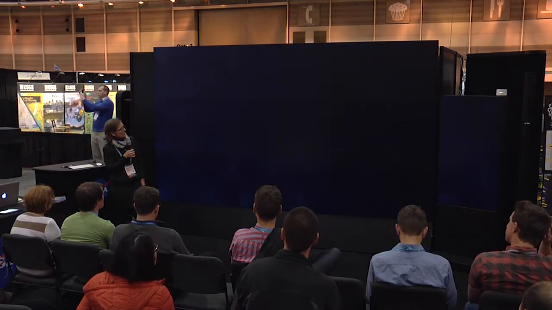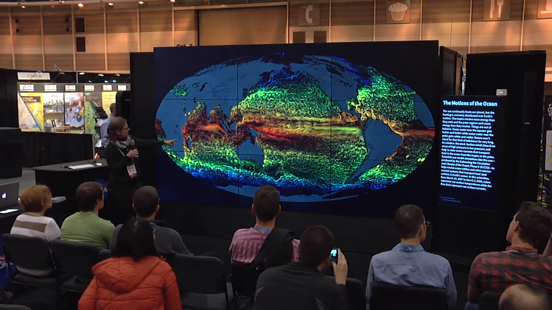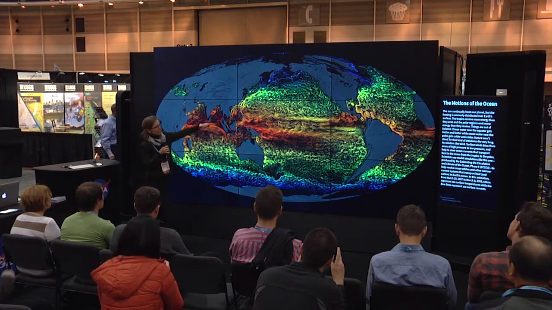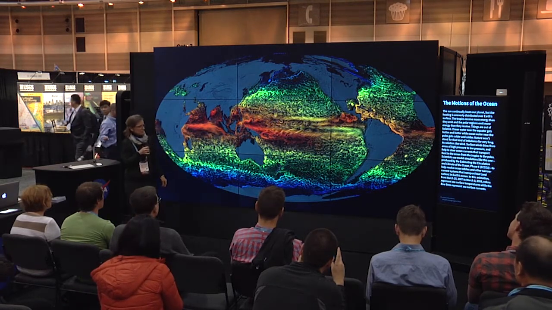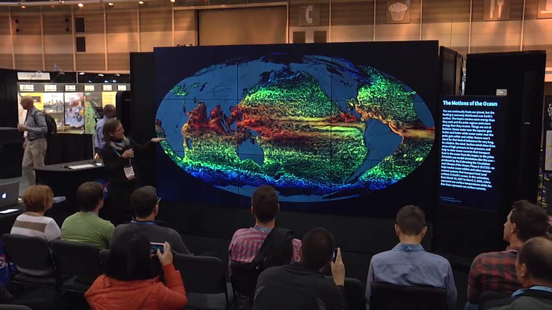Next. And so this shows the ocean currents. And here, the colors represent the temperatures, and then you can see the motion. And this is what I do for my research. I look at how physics is impacting biology.